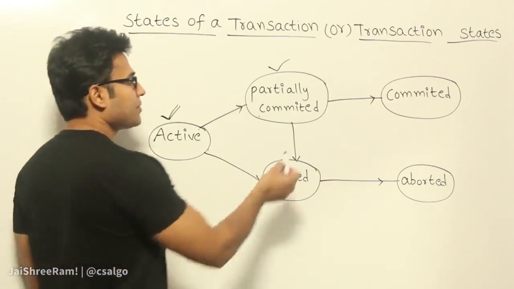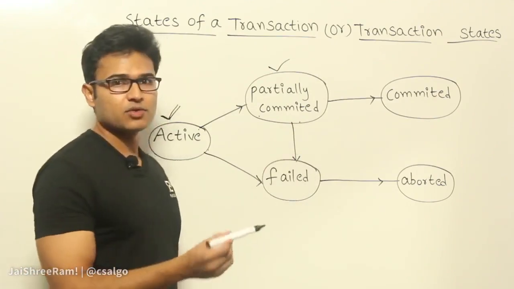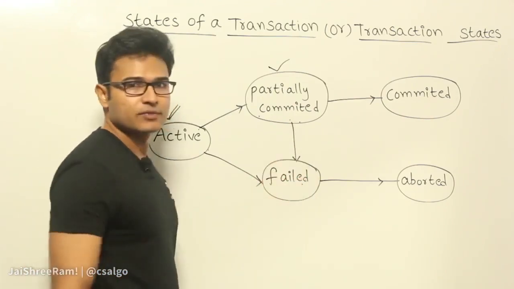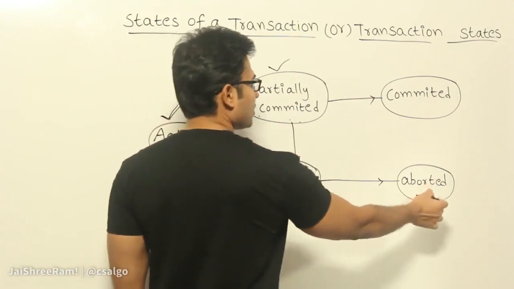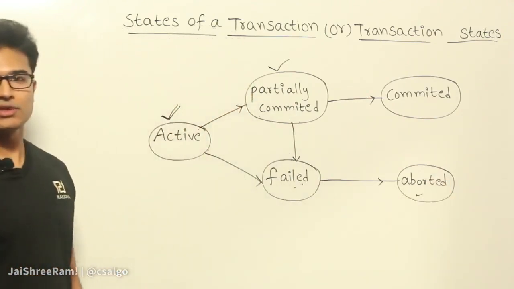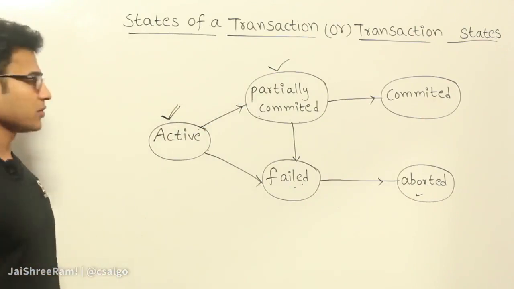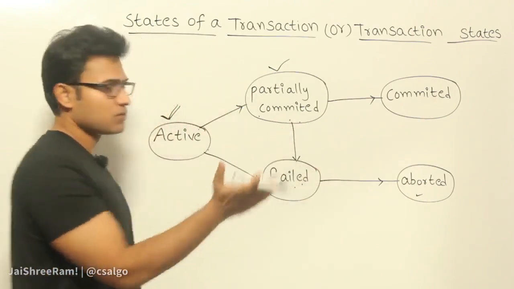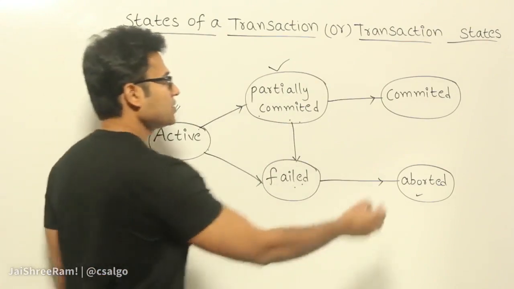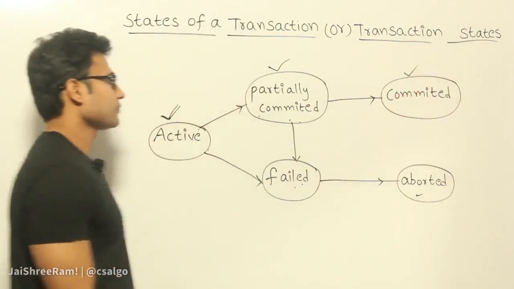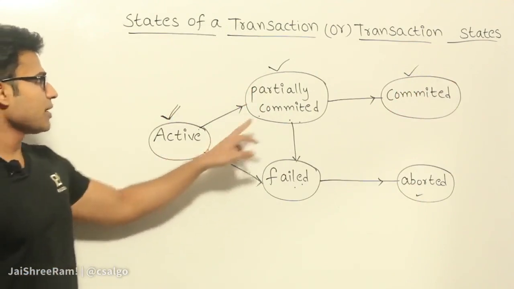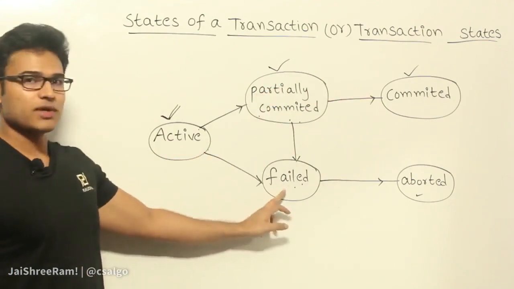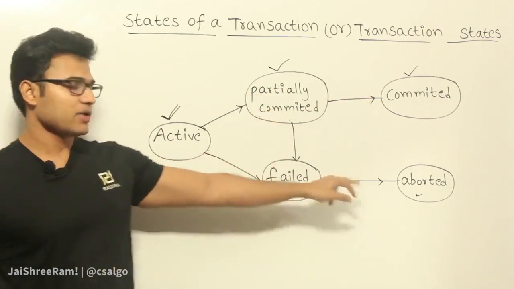Then if something happens in the middle, and it is not able to go through the complete transaction, if it is not able to finish it, then you say that it has failed. From the failed state, you are going to abort it. Abort means whatever changes are made, you are going to undo all of them. Now from partially committed, if it completes successfully, then we say that it has reached the committed state. Got it? So from active to partially committed, and from partially committed to committed, or from active it might directly go to failed, or sometimes from partially committed to failed and then finally aborted.